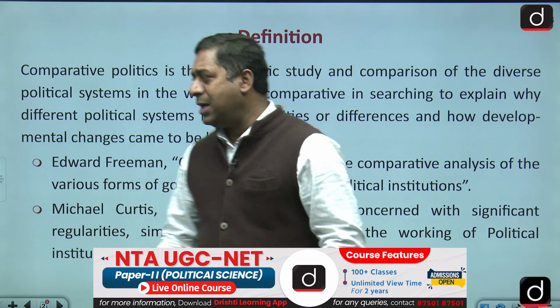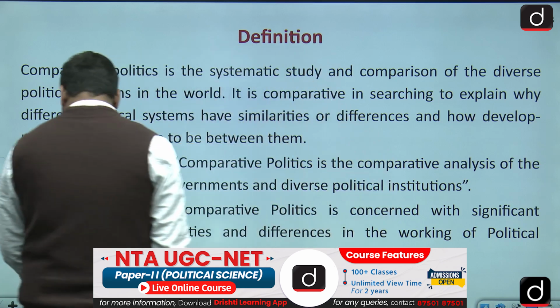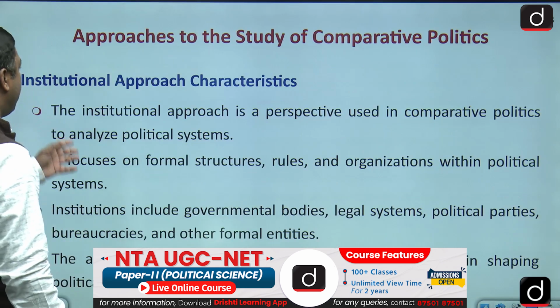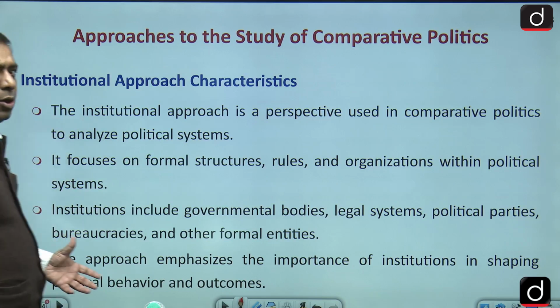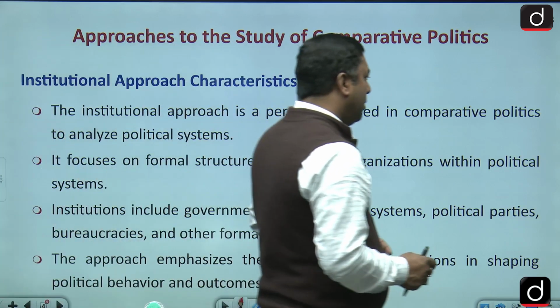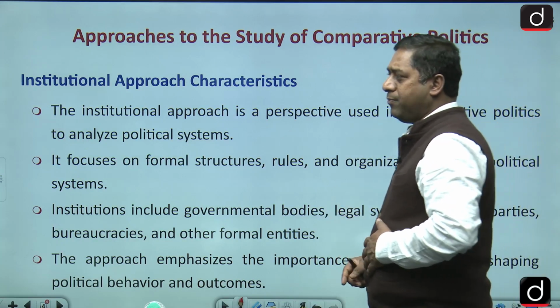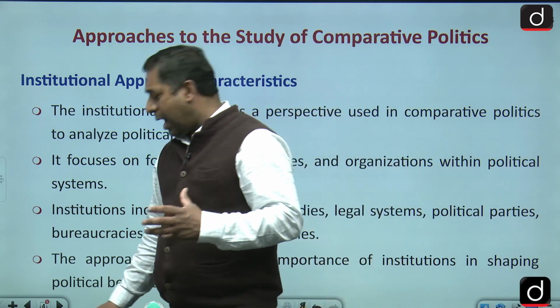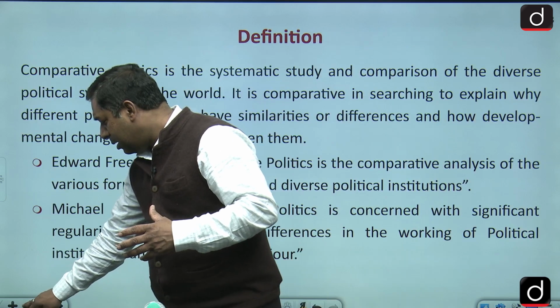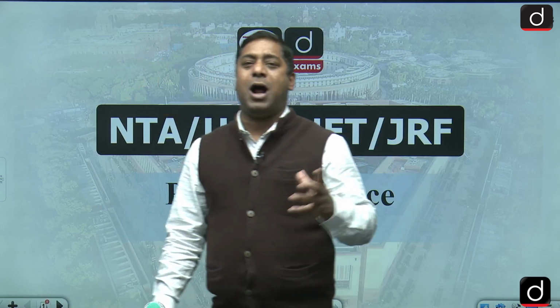I'll give you an example. For example, this is the institutional approach which I'll teach you today. I have made smaller points with this, and because I made the smaller points, it will be easy for you to understand.